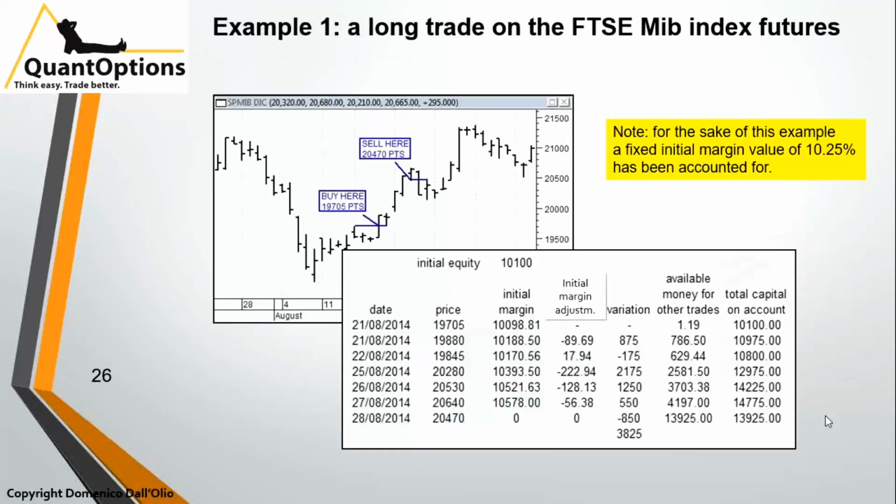Example number one, a long trade on the FTSE index futures. Let's first look at the note here in yellow. Note, for the sake of this example, a fixed initial margin value of 10.25% has been accounted for. It's just to make things easier, because the alternative could be every day to recalculate the component of risk expressed by the volatility of the underlying and the component based on the value of the underlying. Here we are applying a simplification because otherwise we would have to add too many complications to the calculations.